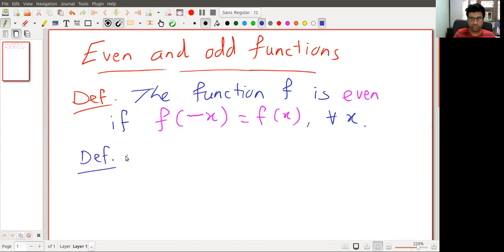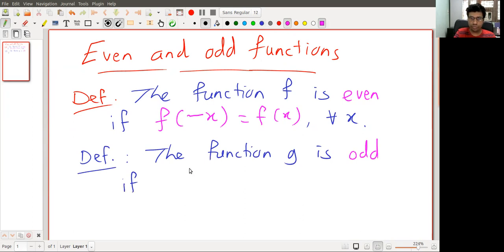Next definition is odd function. The function g is odd if g of minus x is equal to minus g of x for all x in the domain of g.